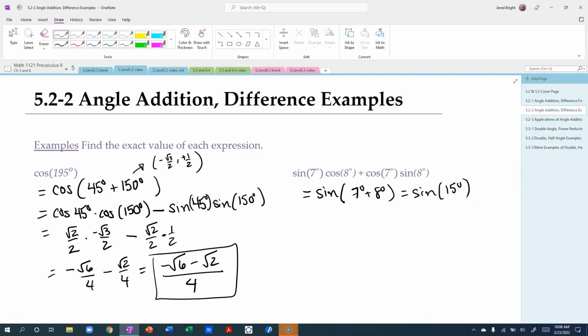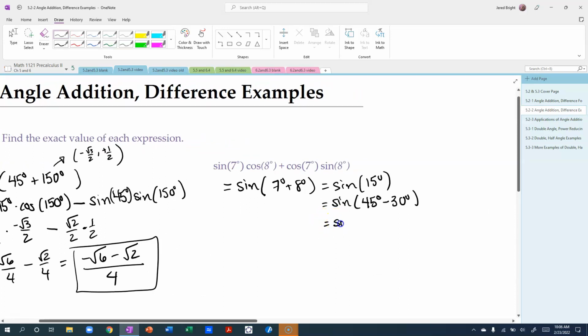Well, I'm thinking about 15 degrees, and I can represent that mathematically as, say, 45 degrees minus 30 degrees. Again, that part might take a little bit of recognition and insight. But now I have another way to find the value of this. I used the angle addition to condense this thing, and now I'm going to use angle addition to expand it.